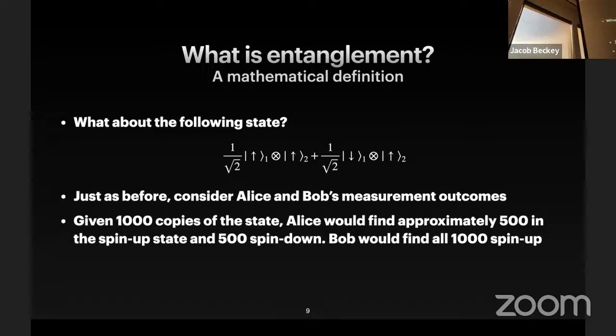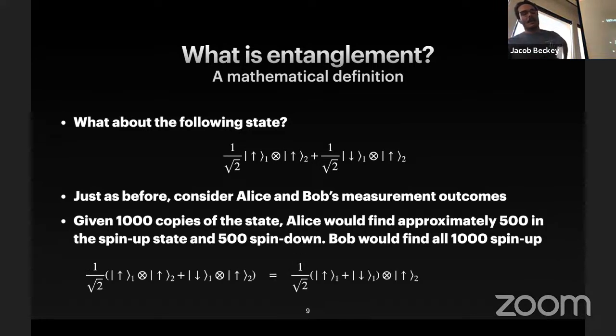And that's because you have this coefficient, and she has the possibility of being spin up or the possibility of being spin down. Bob, on the other hand, is going to find 1,000 spin up. Okay, so that means regardless of what Alice gets, Bob is getting spin up. And that's exactly what it means to be separable. So if you rewrite this, you can pull out Bob's state, and then you just have the state of Alice's system on the left and the state of Bob's system on the right. And that's exactly what we said is not entangled. Okay, this is a separable state.